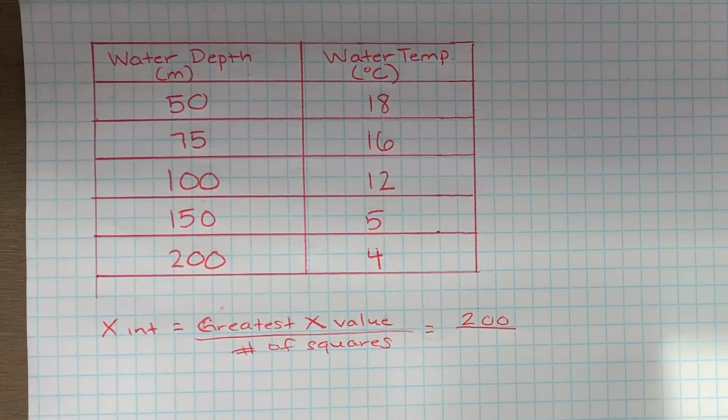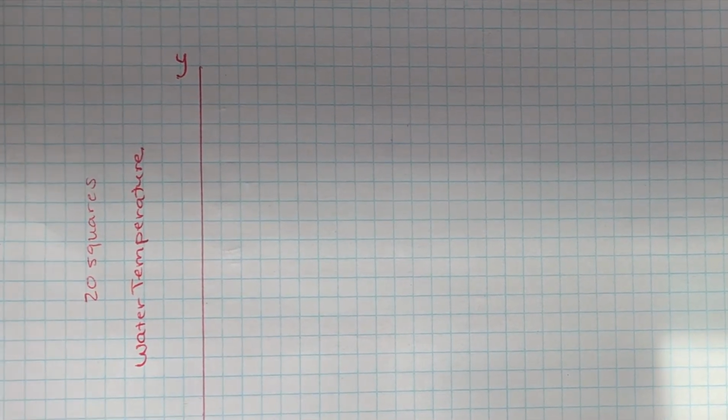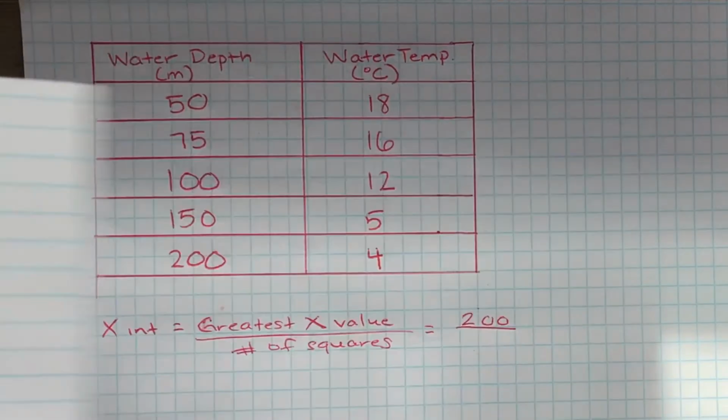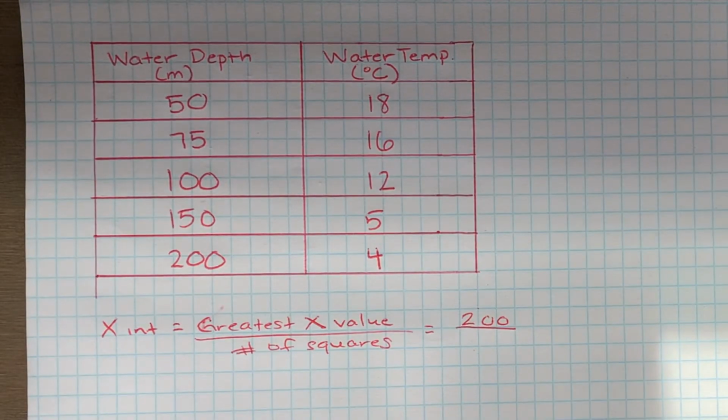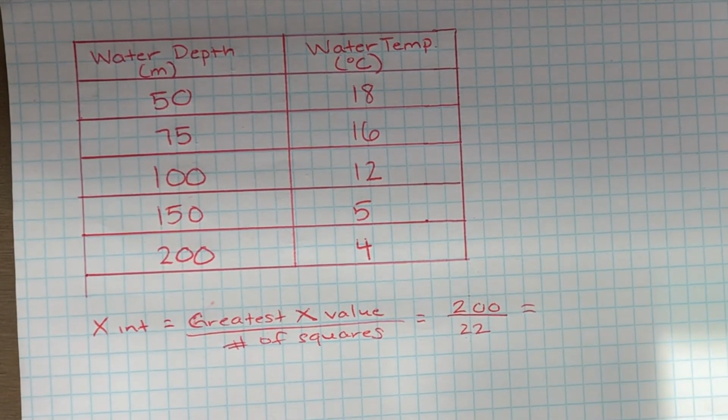Now, I've already taken the time to go back and look at my graph and count the number of squares available on that x-axis. In this case, it is 22 squares. For the sake of the video, we won't go through and count, but I simply went through and counted 1, 2, 3, 4, the amount of squares available on that axis and got 22. So now we're going to place 22 in the denominator.